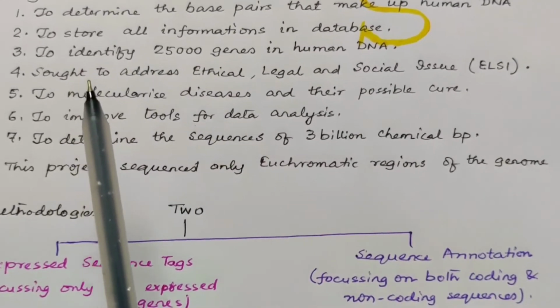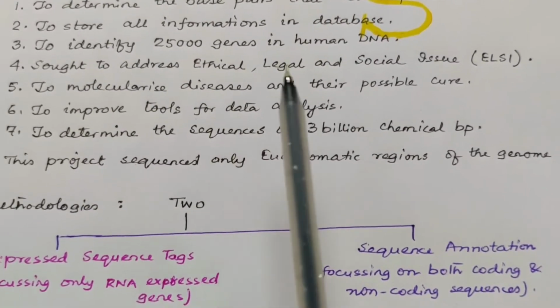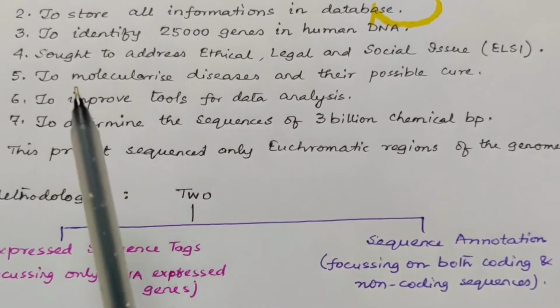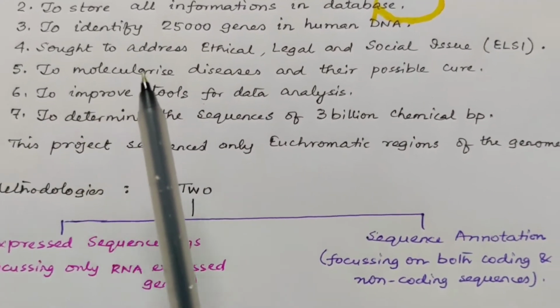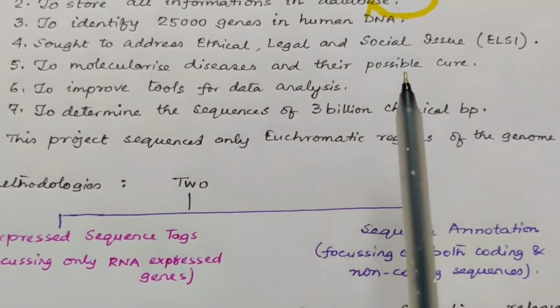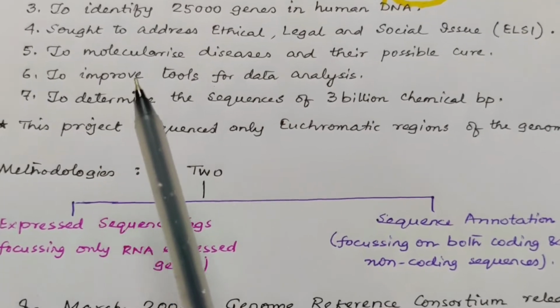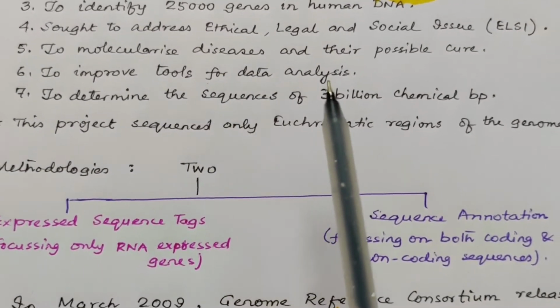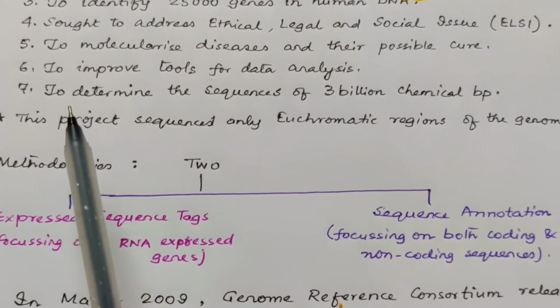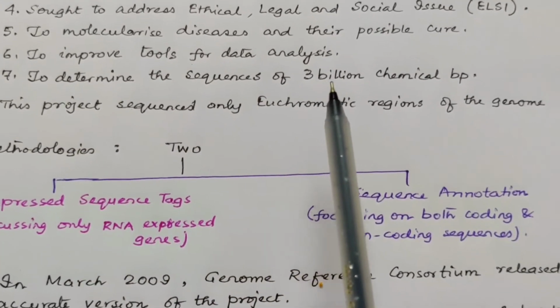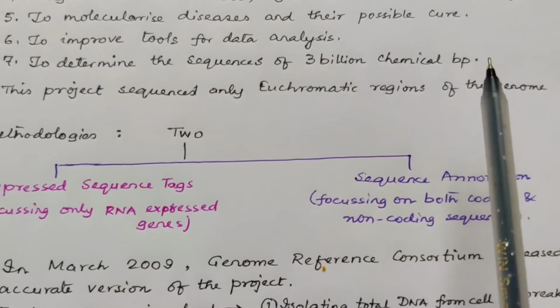Number 4 is to address the ethical, legal and social issues, ELSI. Number 5, to molecularize diseases and their possible cure. Number 6, to improve tools for data analysis. And number 7, to determine the sequences of about 3 billion chemical base pairs.